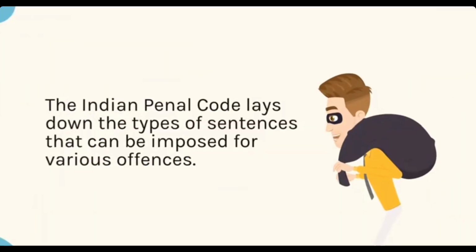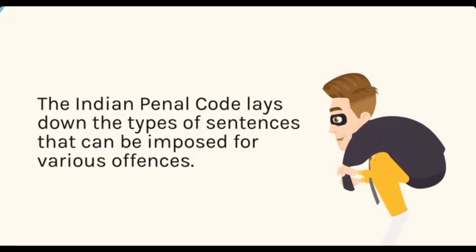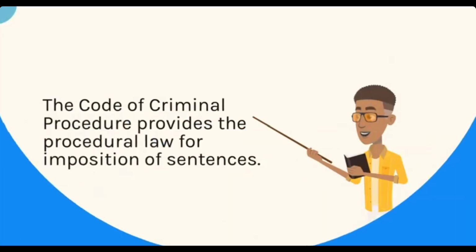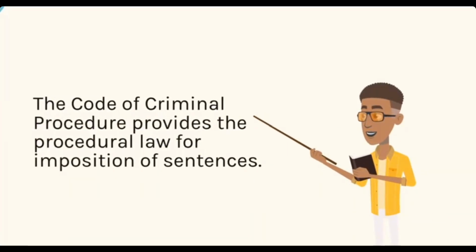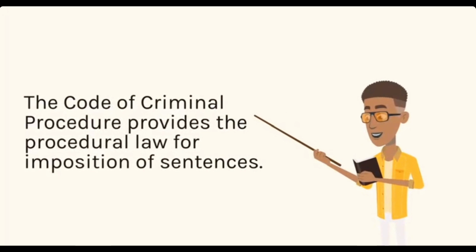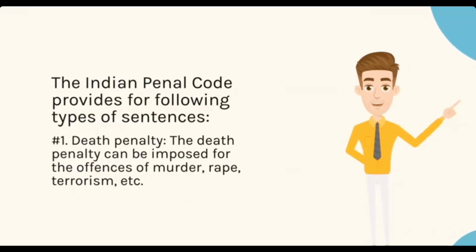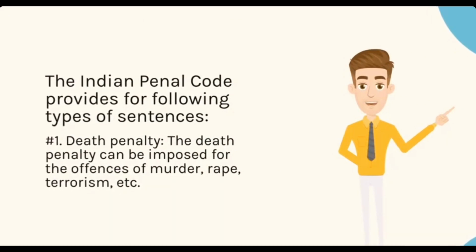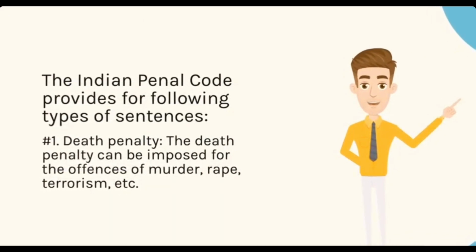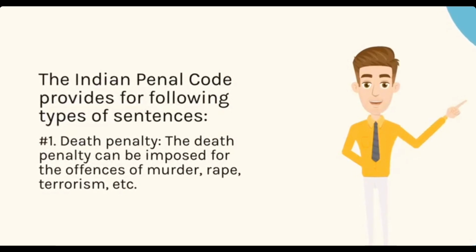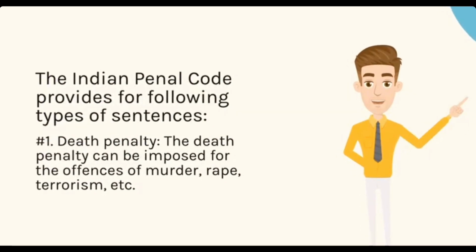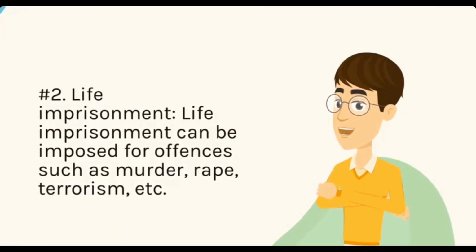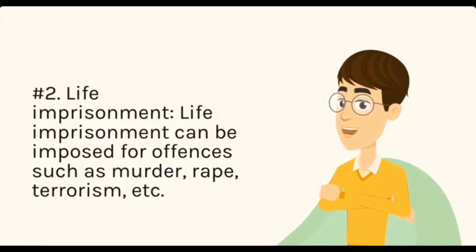The Indian Penal Code lays down the types of sentences that can be imposed for various offences. The Code of Criminal Procedure provides the procedural law for imposition of sentences. The Indian Penal Code provides for following types of sentences. Number 1. Death penalty. The death penalty can be imposed for the offences of murder, rape, terrorism, etc. Number 2. Life imprisonment. Life imprisonment can be imposed for offences such as murder, rape, terrorism, etc.